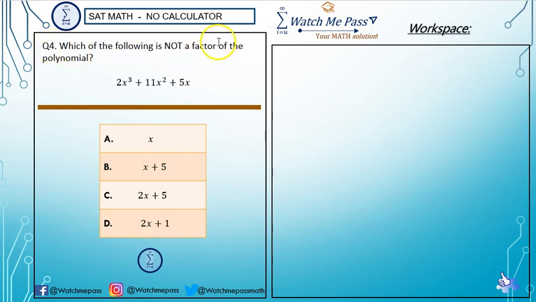Which of the following is not a factor of the polynomial? To find out which factor is not a factor of the polynomial, we must factor the polynomial. So we write the polynomial down. Then we always check to see if there's a greatest common factor. In this case, there is, the x.